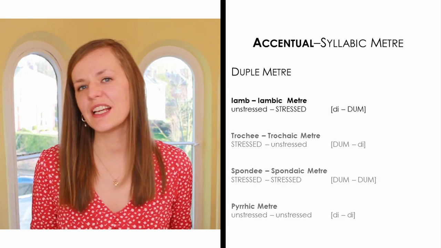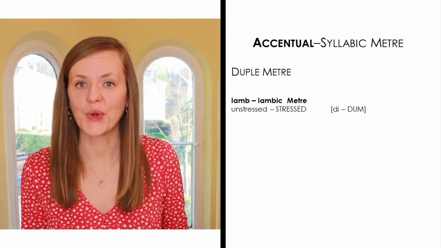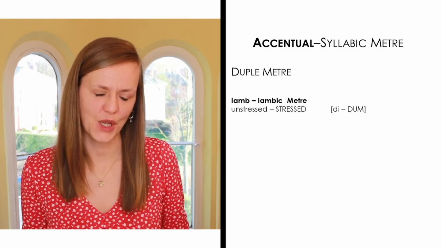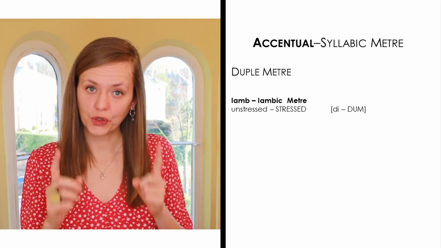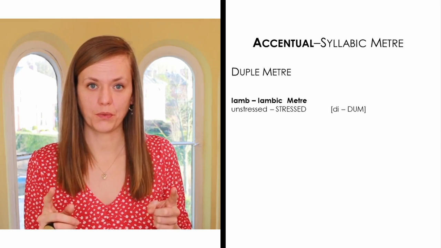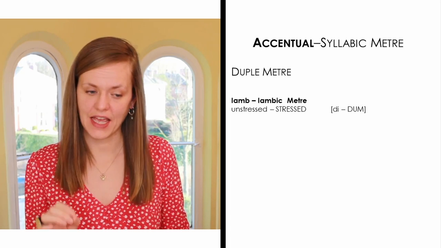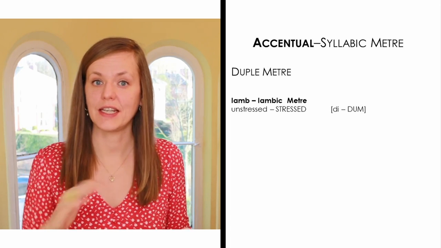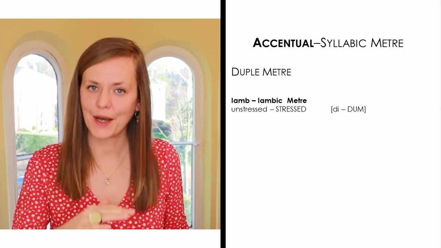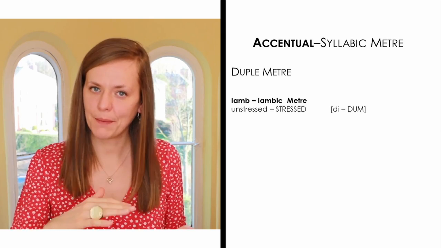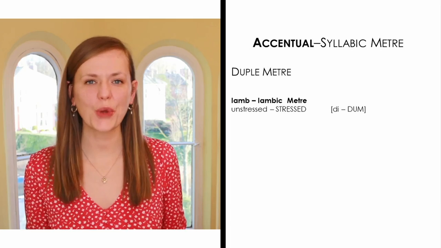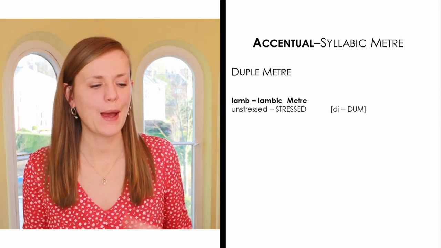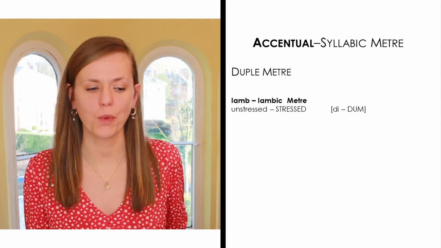The most commonly used and known is an iamb, so iambic meter. This is where you have a metrical foot of 2 syllables, which is unstressed and then stressed. So di-dum, di-dum, di-dum, di-dum. A classic example is John Milton's epic poem Paradise Lost, and this is the very opening of the poem.